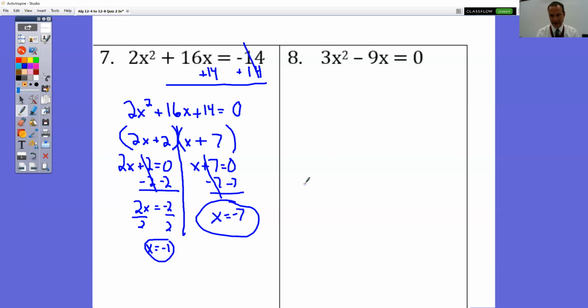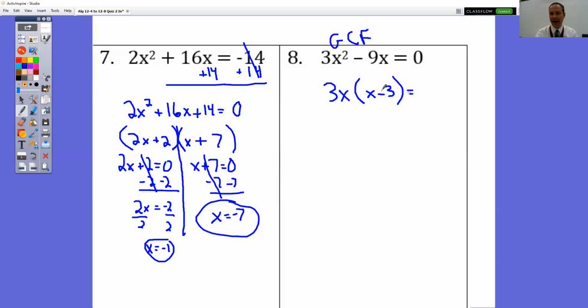Number 8 is sort of a unique question. Notice that you don't have a C value. When you don't have that C value, what you want to do is factor out the greatest common factor. The greatest common factor of 3x squared and 9x is 3x. I can factor out a 3 from each of those, and I can factor out an x from each of those. So if I take out a 3x, what I'm left with here is an x, and what I'm left with here is a minus 3.